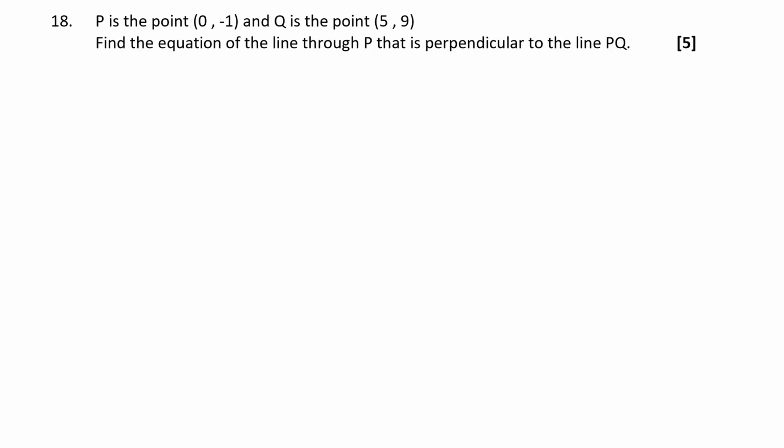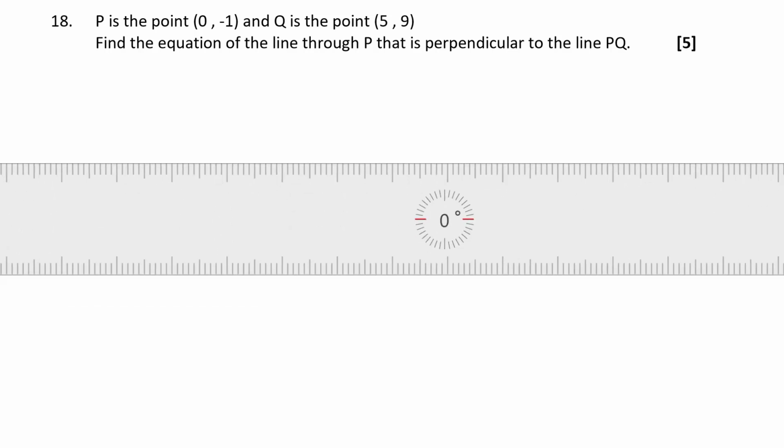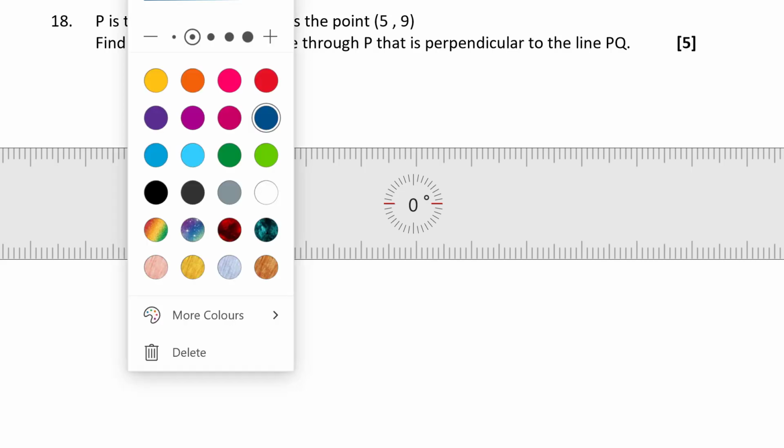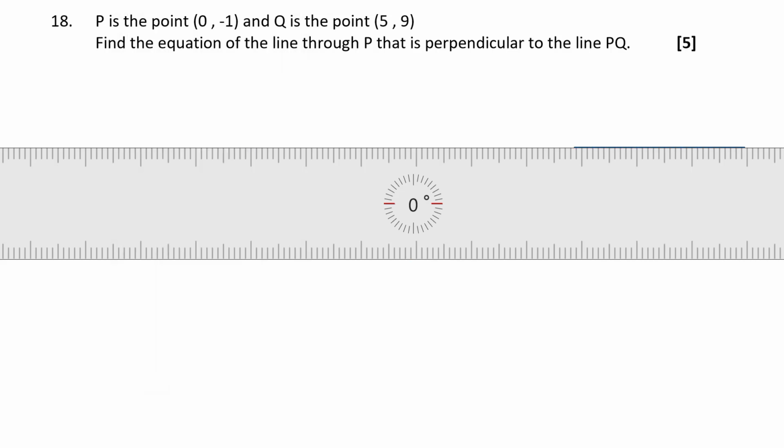Find the equation of the line through P that is perpendicular to the line PQ. Okay, now this is a coordinate geometry question, which is shape and space. And I think any shape and space question that you do, you should really have a diagram that goes with it. Now, they haven't given you one here, so I think it's always worth just doing a quick sketch and writing down what we know on the diagram to make it a little bit more clear for ourselves.